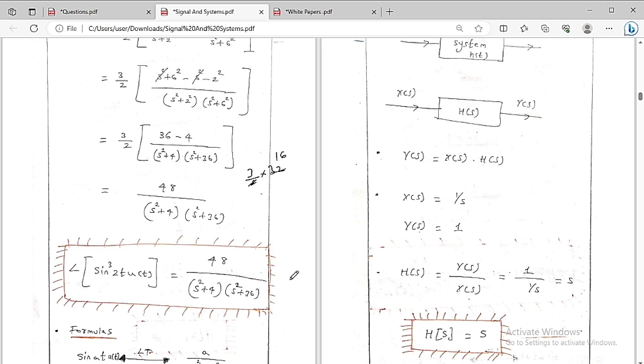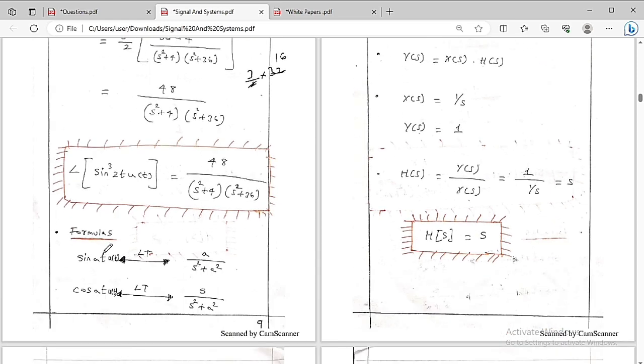I want you to remember only these forms: sin 2 theta is equal to 2 sin theta into cos theta, and sin 3 theta is equal to 3 sin theta minus 4 sin cube theta. If you remember these two formulas, then you can solve this type of question. Then you know the basic formula for the Laplace transform of sin at into u of t, a by s square plus a square. By applying that formula, we got the solution.